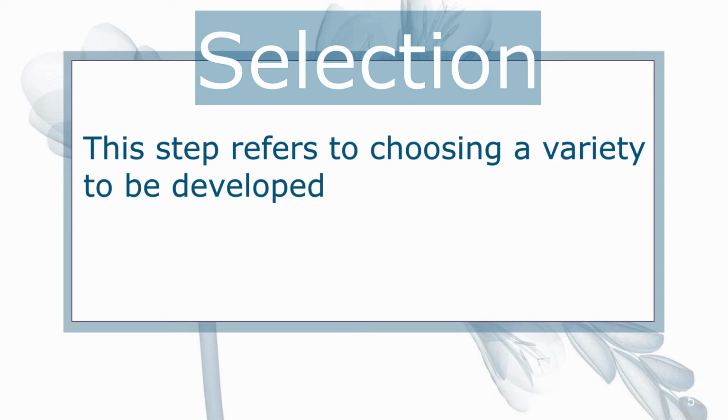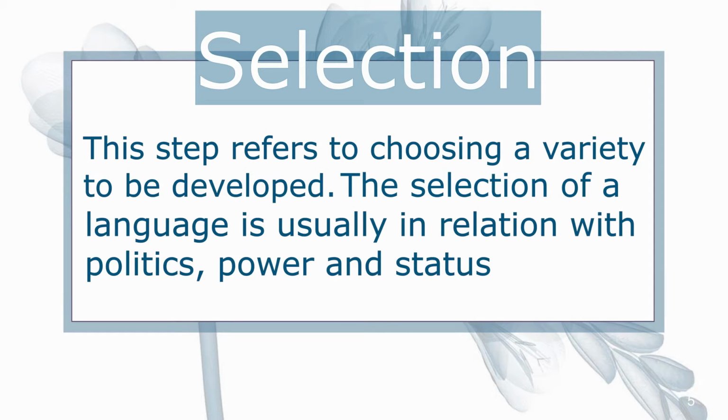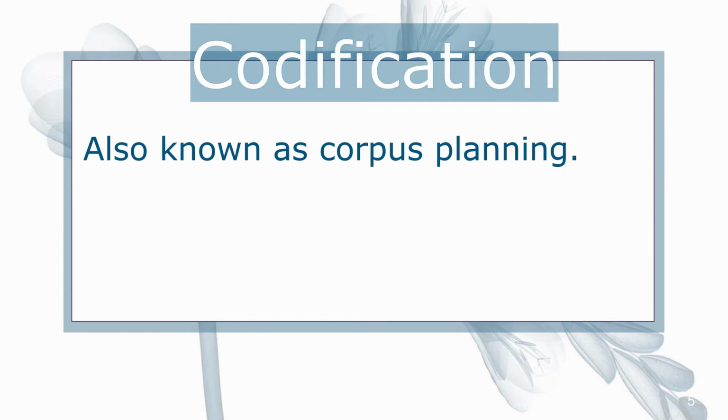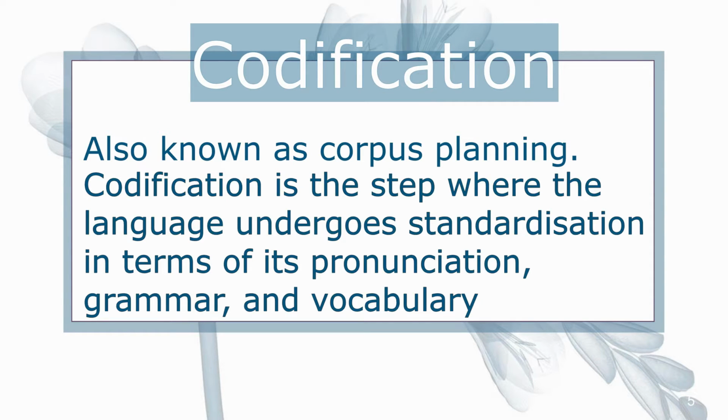Firstly, we have selection. This step refers to choosing a variety to be developed. The selection of a language is usually in relation with politics, power, and status. Second, there is codification, also known as corpus planning. Codification is the step where the language undergoes standardization in terms of its pronunciation, grammar, and vocabulary.